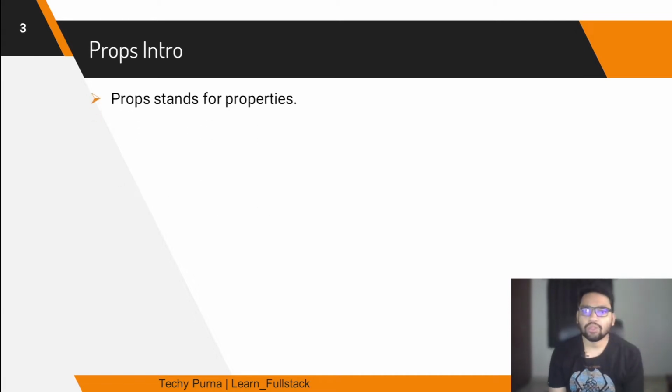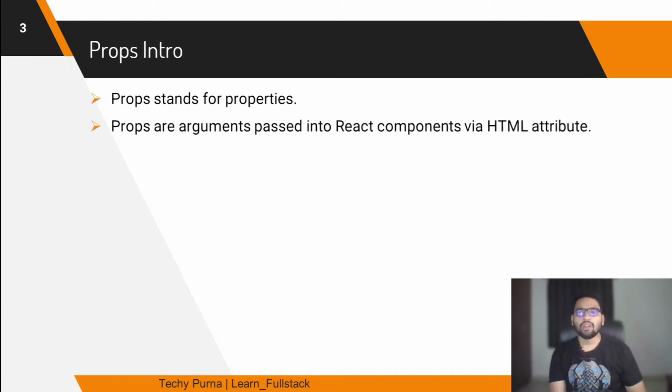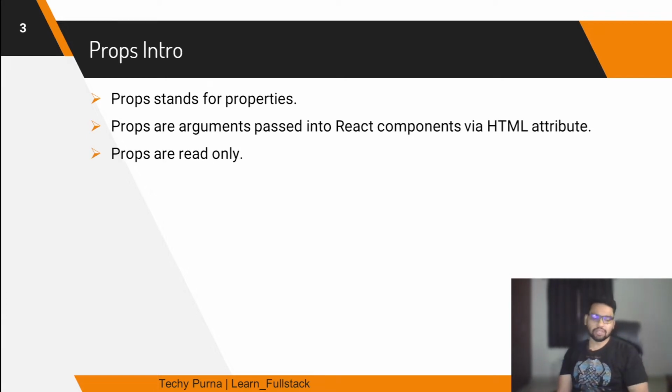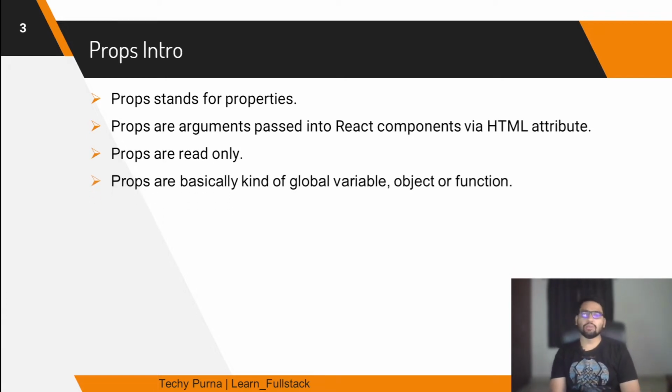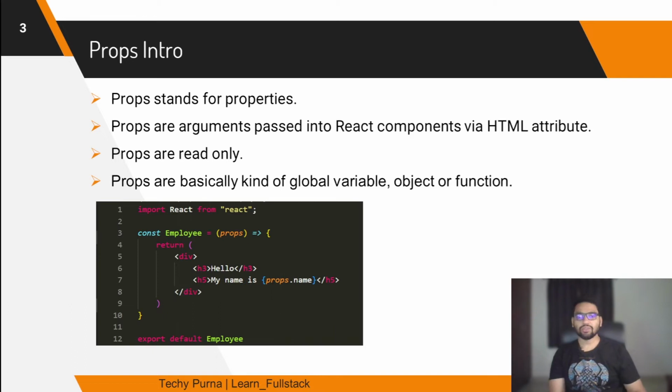So what is props? Props stands for properties. Props are arguments passed into a React component via HTML attributes, and props are read only basically. So once you set the props, you cannot edit them inside the component. And props are a kind of global variable, object or function. These are the things we can pass.